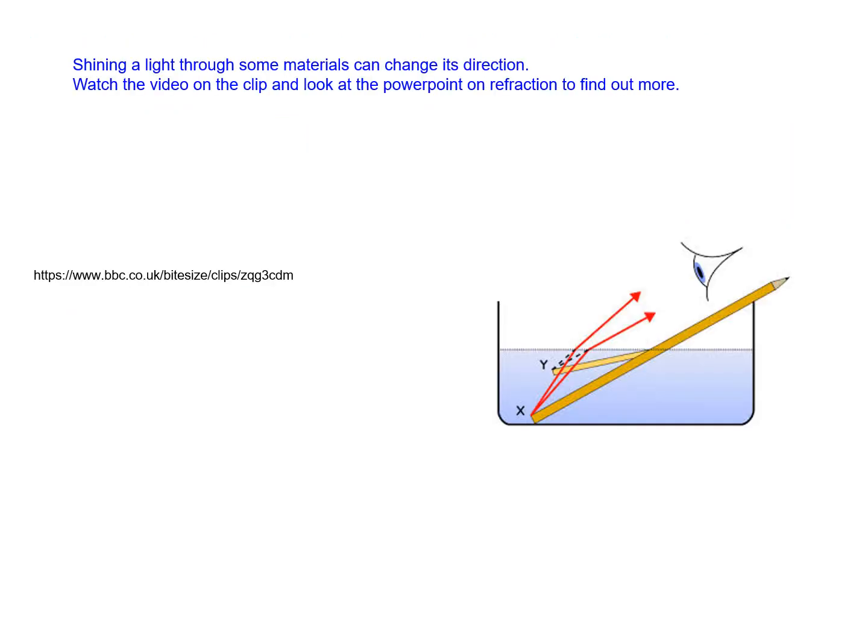So shining a light through some materials can change the light's direction. So you can watch the video clip which explains this further. I know I've explained it in this lesson, but you've also got a video clip to help your understanding as well. Now remember, light travels back into the eye so we can see. Remember we looked at where light travelled to at the very start of the lesson, to the object and then the eye so that we can see it.